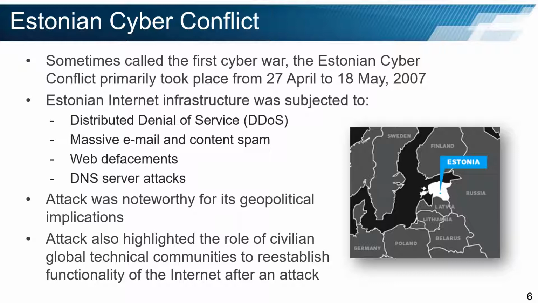The Estonian internet infrastructure was subjected to a series of distributed denial of service attacks, web defacements, email floods, and DNS server attacks. The conflict was noteworthy not just for its geopolitical implications. It also shed light on the organizational aspects of cybersecurity and the role of the civilian global technical community to reestablish functionality of the internet after an attack.